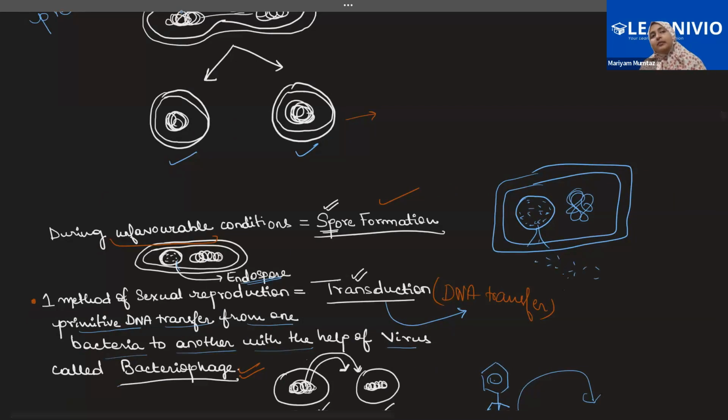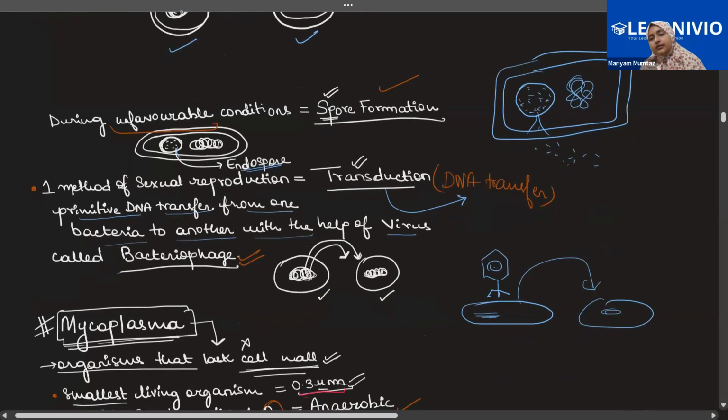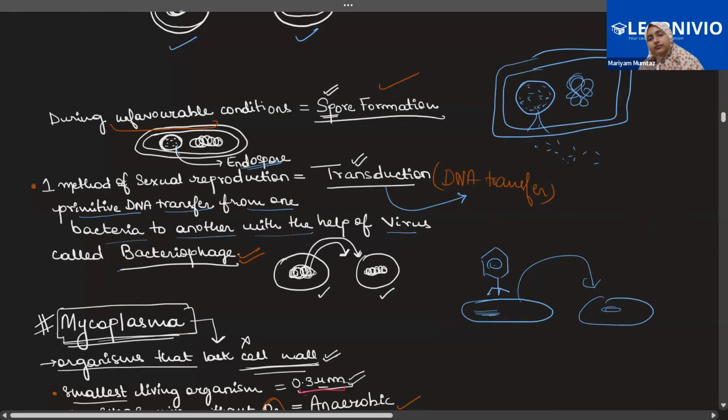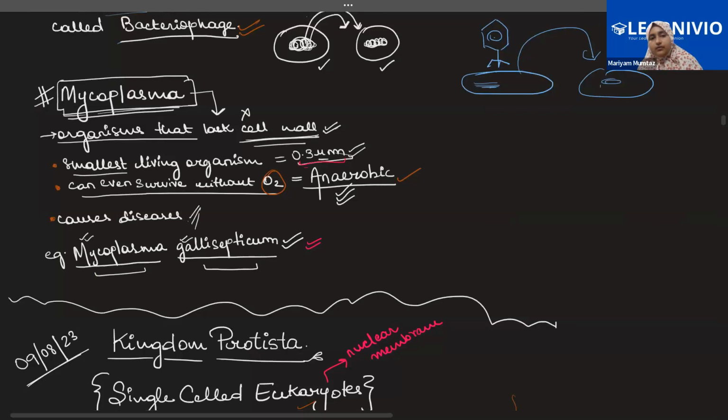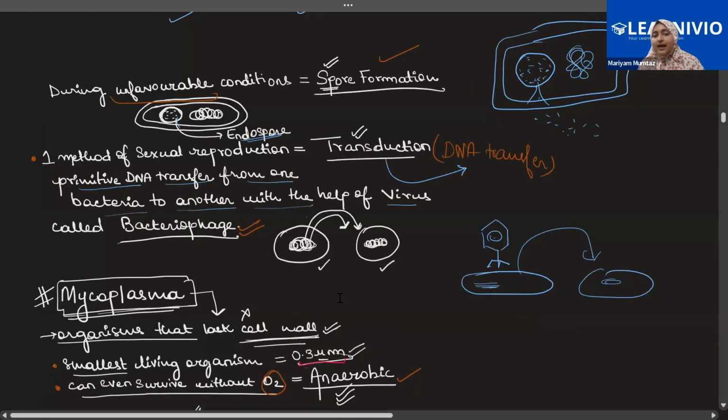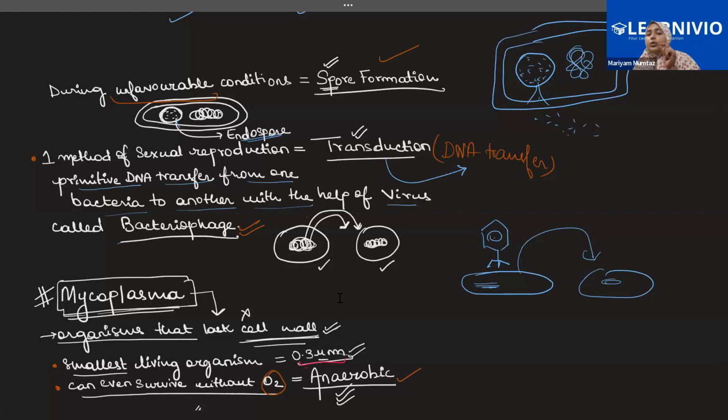Is the reproduction in bacteria clear to everyone? Yes. Ma'am, is sexual reproduction a rare one, or does it happen? No, it can happen. If the bacteria wants to reproduce by sexual reproduction, it can happen. Only spore formation happens in the unfavorable condition. Okay.